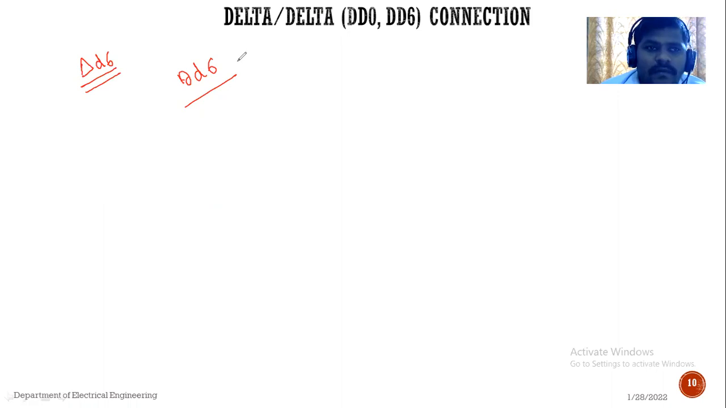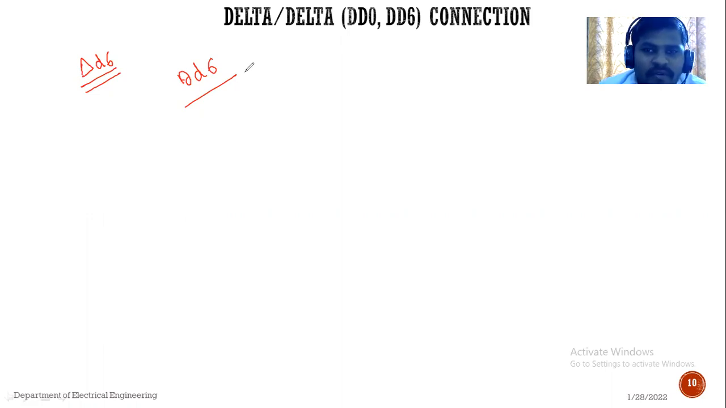Capital D means the primary winding is in delta connection. The primary winding of the transformer can be connected in delta. The second d represents that the secondary winding of the transformer is also connected in delta. And the 6, a numeric figure, shows the phase displacement between them. What is the phase displacement when there is 6? It is 180 degrees, so it will come under group 2 of the vector groups.